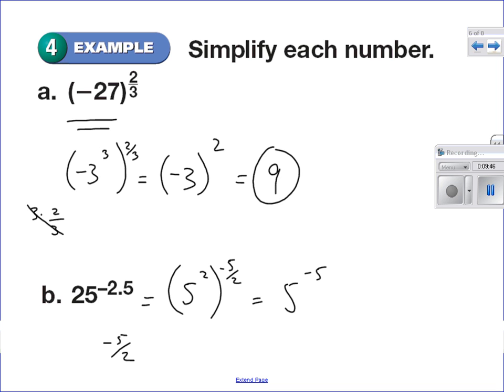Okay, again, property of exponents. And then I've got 1 over 5 to the 5th. And if you left it like that without a calculator, I'd be perfectly fine with that. If you had your calculator, you just say this is 1 over 3125.